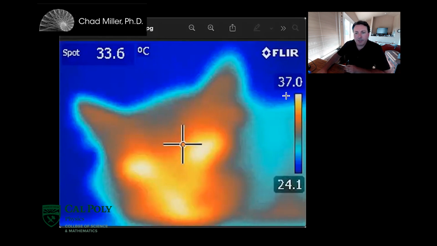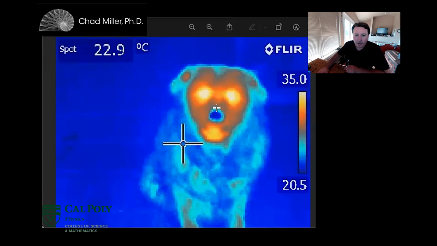And the way you look at this is there's a color coding. So the orange colors are the hottest temperatures in the picture, and the blue colors are the coolest temperatures in the picture. So my cat's eyes, nose, and mouth are warmer than its ears and the rest of its body. For reference, here's a picture of my dog having a cold nose compared to the rest of its face.